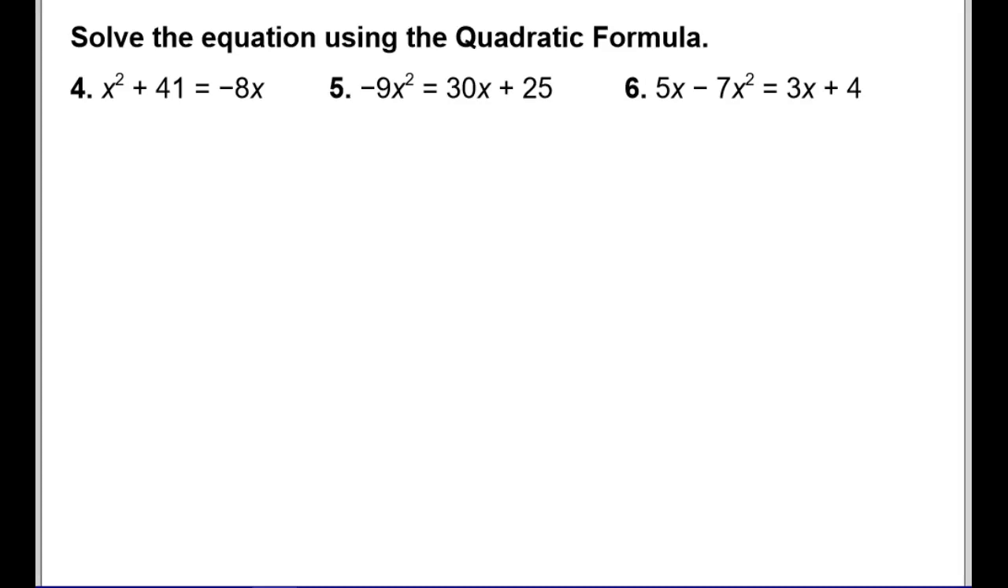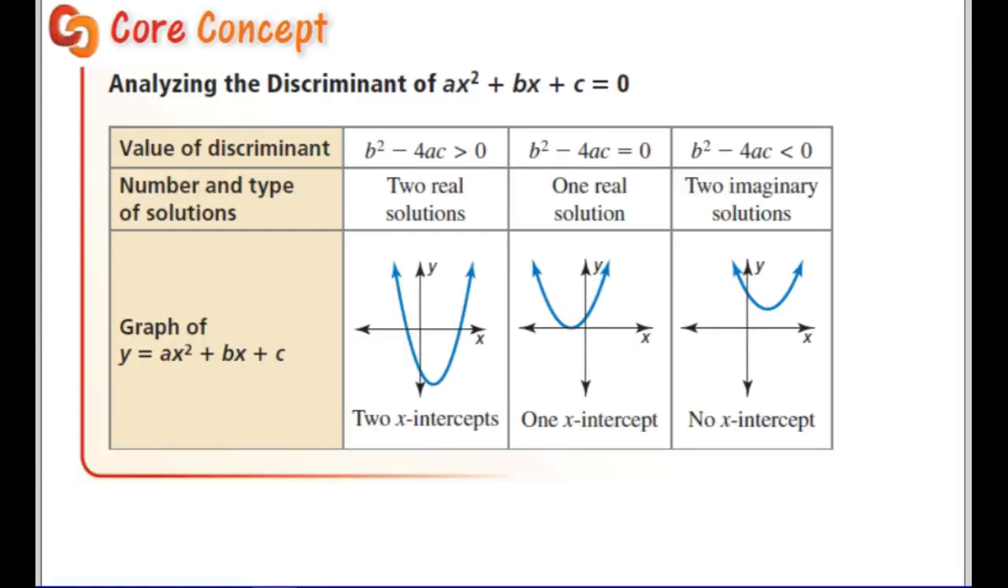Okay, so again, here are some for you to try. See if you can figure out how many solutions you have too. Because that's what we're looking at right here. We're looking at the discriminant. Okay, the discriminant is this b squared minus 4ac. And if you look back at the quadratic formula, you'll see that this is what's underneath the radical sign. So that's how we can remember this.